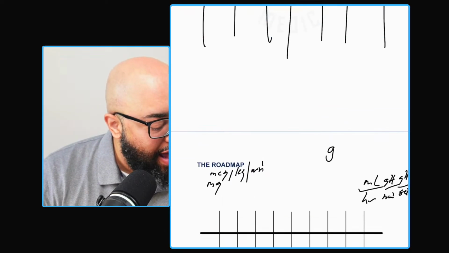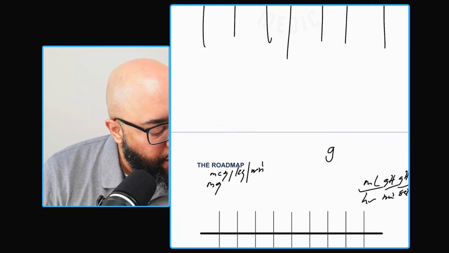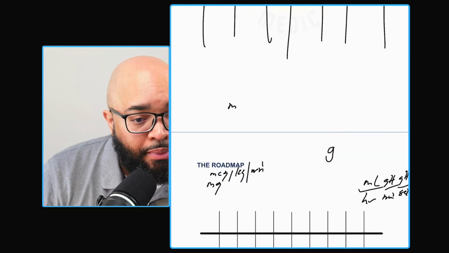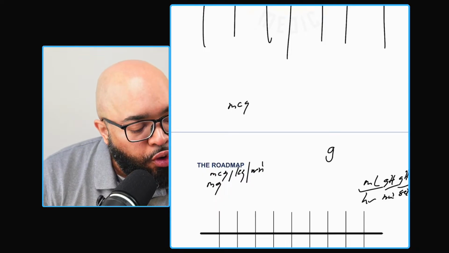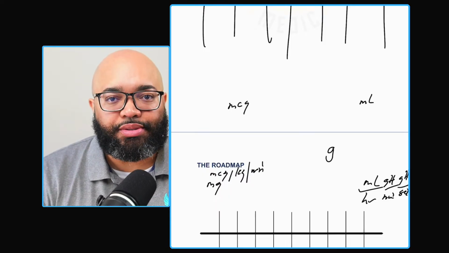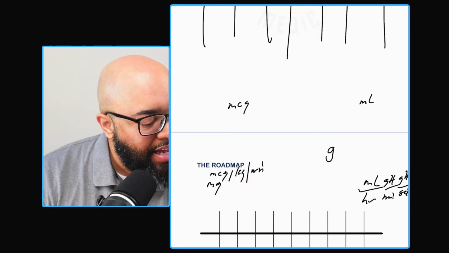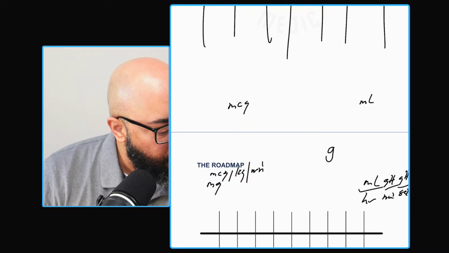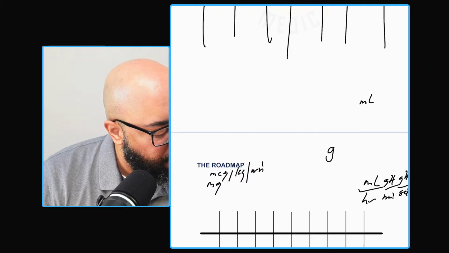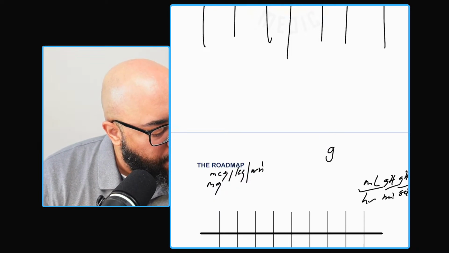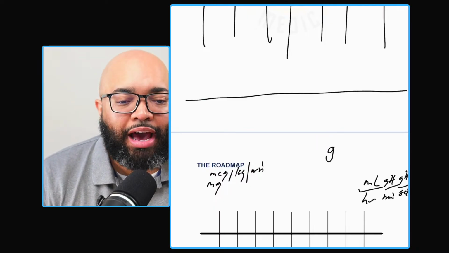Let's say I'm going from micrograms and I need to ultimately end up in milliliters. Well, here's the idea. Every time I have a unit, let me start this over so that you see exactly what I'm doing. Here's what I'm gonna do. I'm just gonna draw a horizontal line.